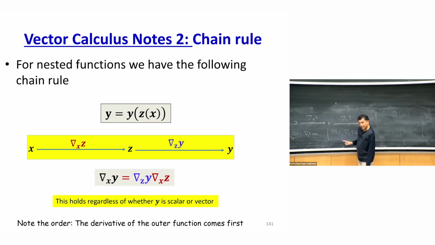So connecting the two up, what would I get? Anyone? I'm going to get delta y equals the derivative of y with respect to z times the derivative of z with respect to x times delta x.